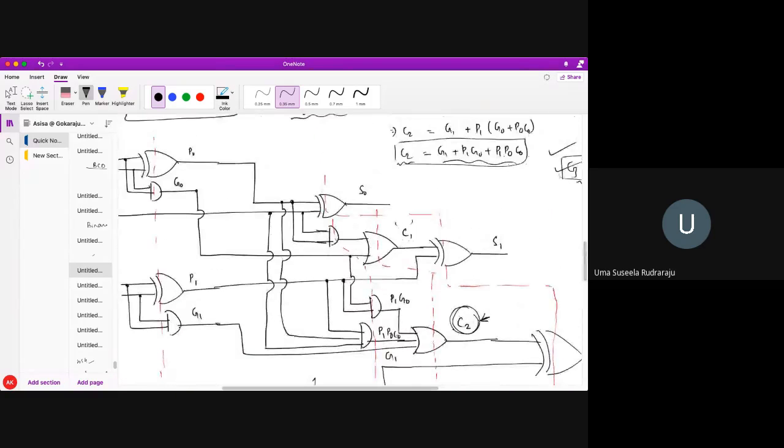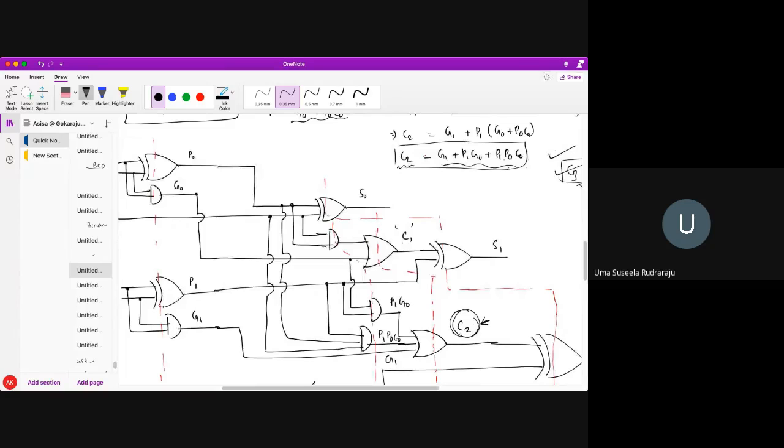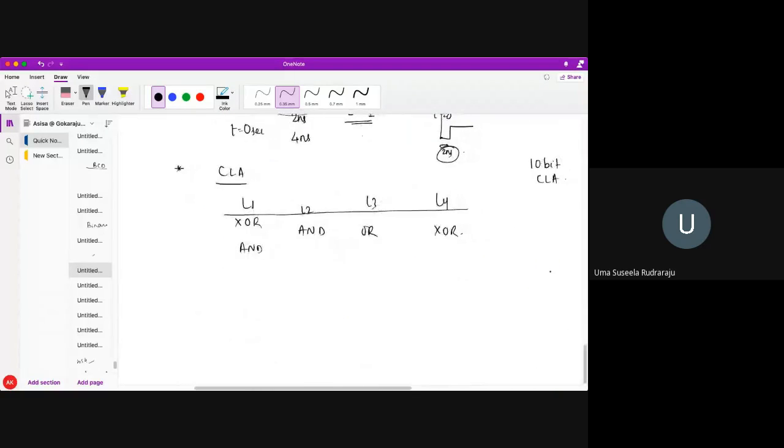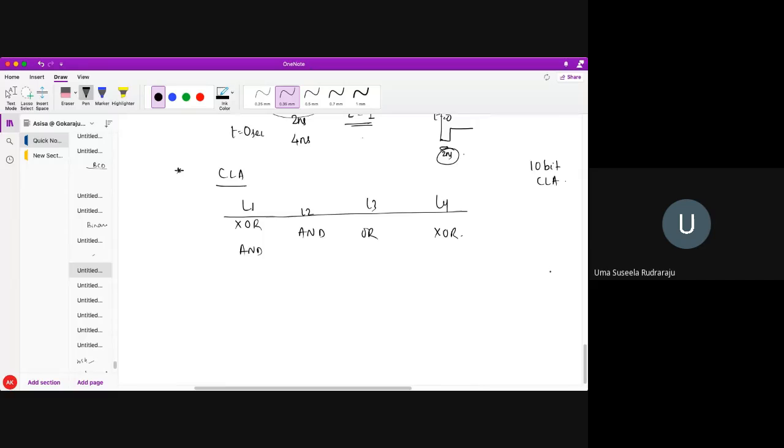Always, all XOR and AND gates are in level 1, AND gates are in level 2, OR gates are in level 3, and XOR gates at the end are in level 4. Do you all understand? So a CLA may be 10-bit, maybe 20-bit, it may be a 100-bit CLA also. It has 4 levels of design. Am I correct? Now tell me how to calculate this propagation delay.